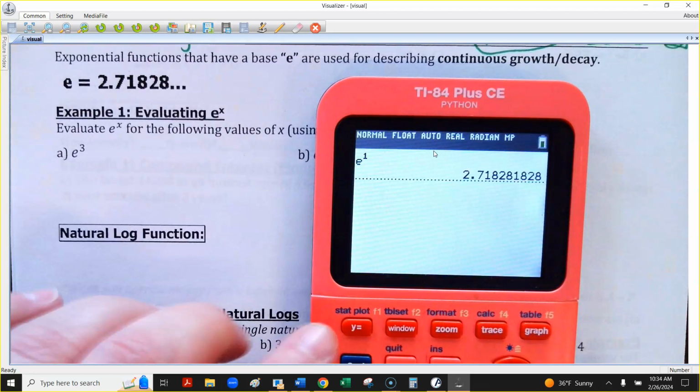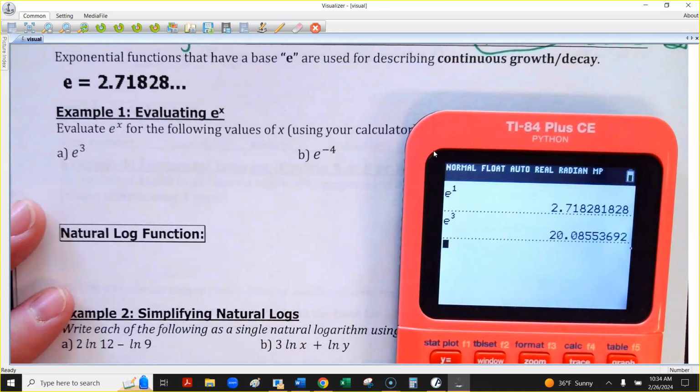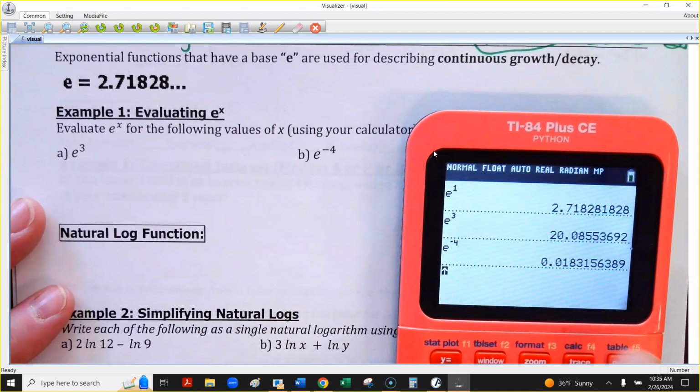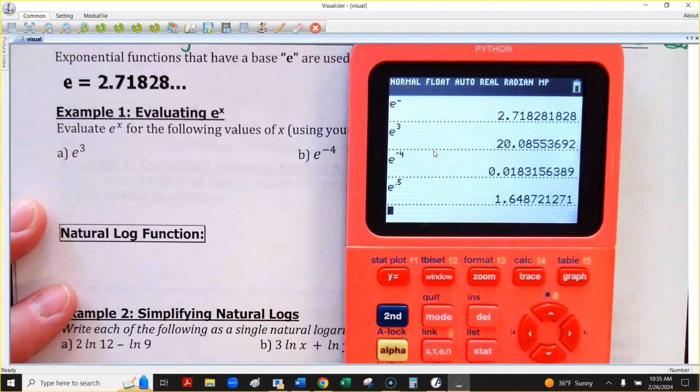So e is a number, it is not a variable. Like I said, it's like pi. So see if you can find that e button. We're going to do e to the third, e to the negative fourth, and we're going to do e to the 1/2 power. And I'm just doing them all right on my calculator screen right now.